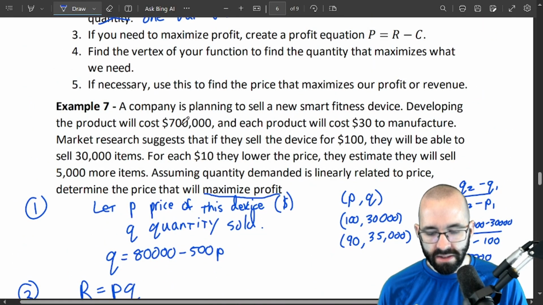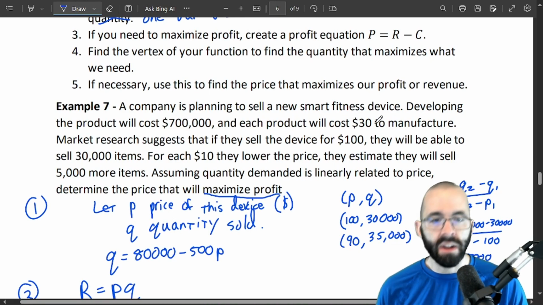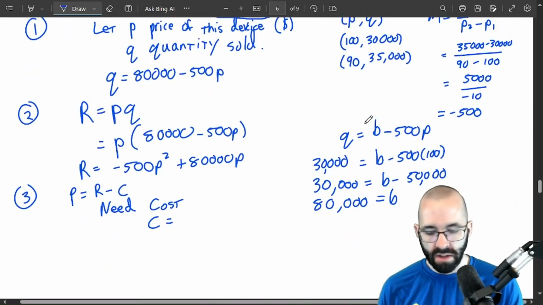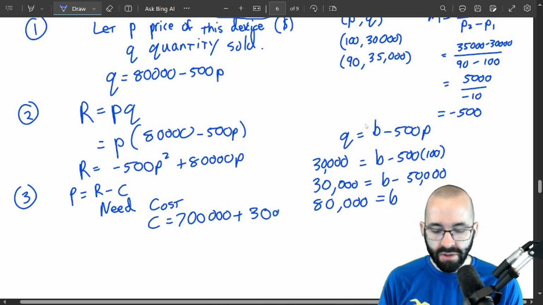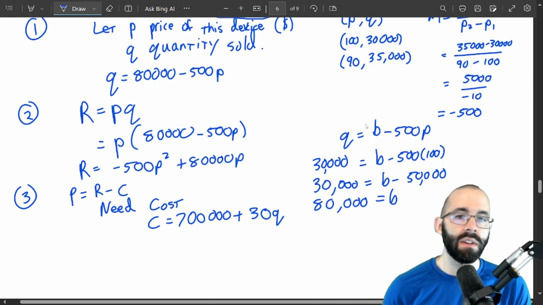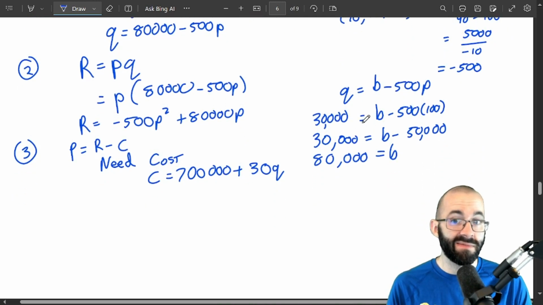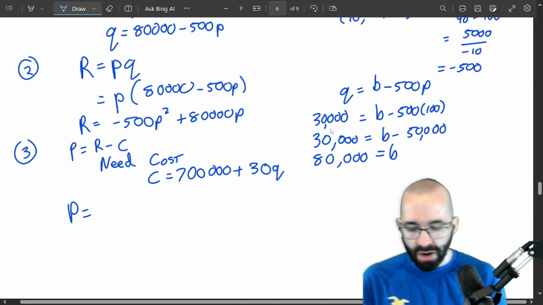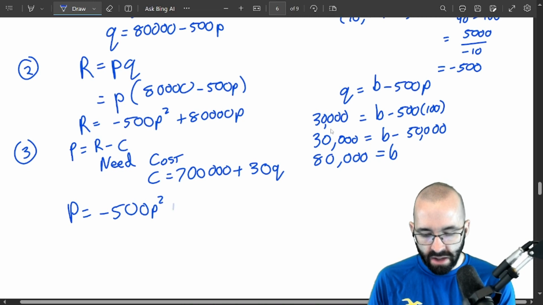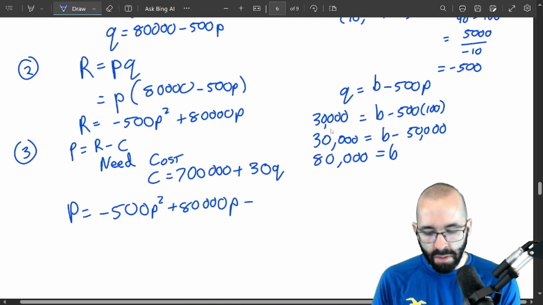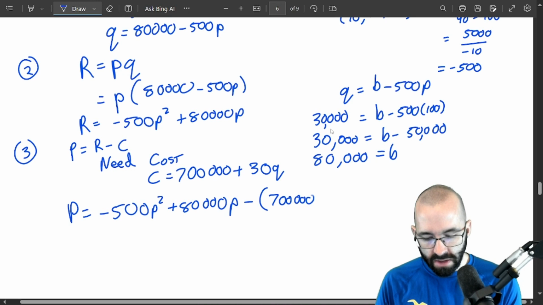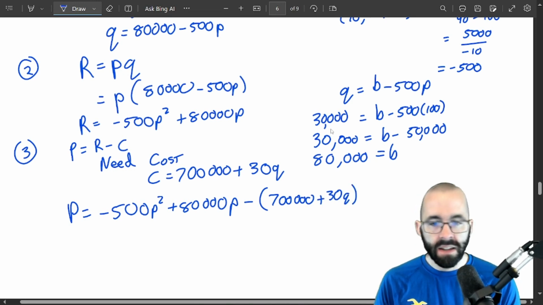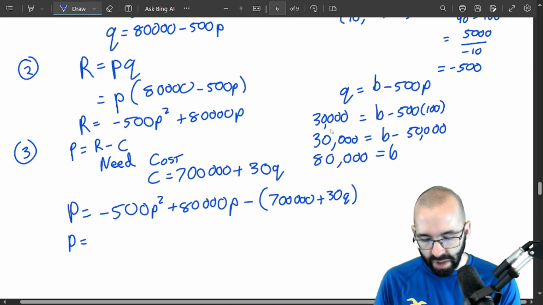So developing the product costs 700 grand. Each product is also going to cost 30 to manufacture. So fixed cost, 700,000, and an additional $30 for every unit of quantity produced. Now we take revenue, subtract cost. That'll be our profit. Profit is revenue, which is negative 500p squared plus 80,000p, minus the whole cost equation. So distribute that negative: 700,000 plus 30q. Let's simplify our profit equation. We get negative 500p squared.